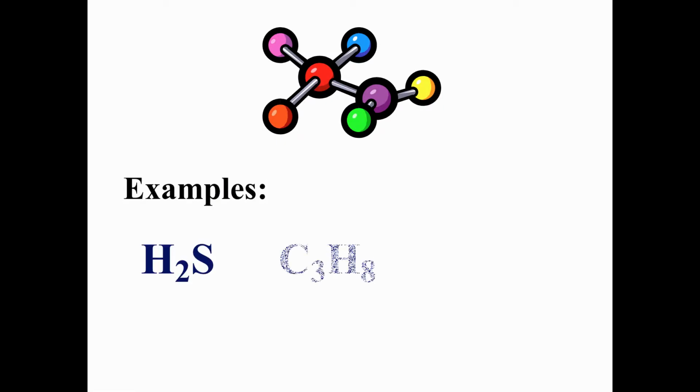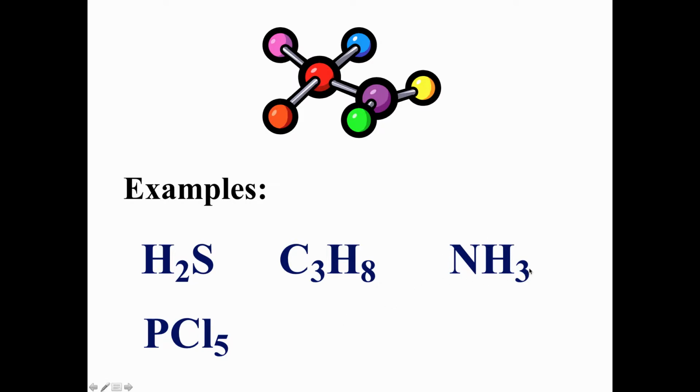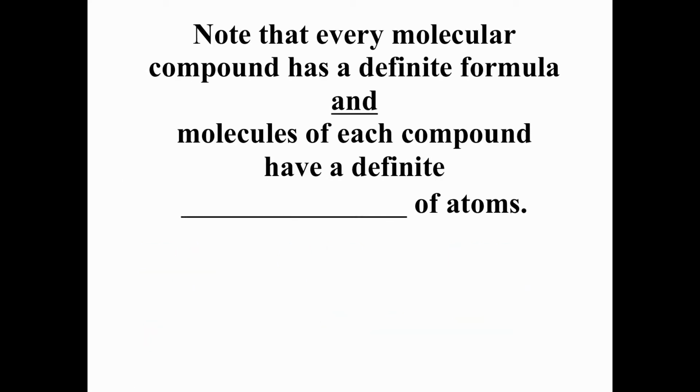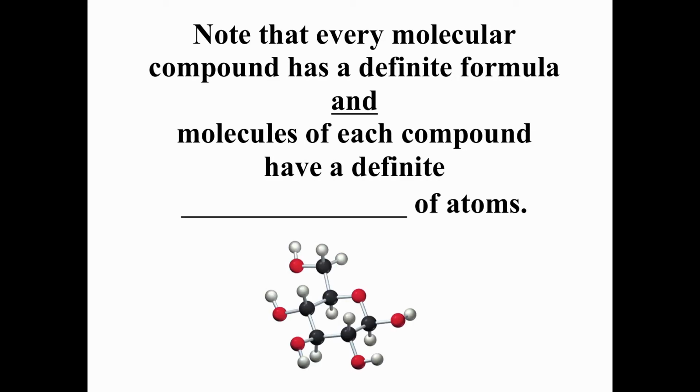And a few more. Ammonia, NH3, and sucrose, C12H22O11. All of these are combinations of nonmetal elements. Now, it's also worth noting that every molecular compound has a definite formula, like C12H22O11 or H2O, and it also has a definite arrangement of its atoms.